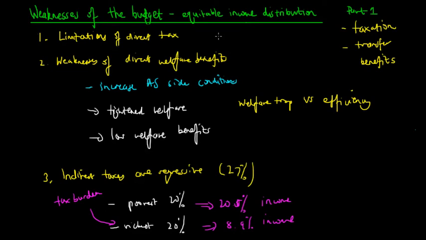So we're going to move on in part 2. We're going to talk about the other 4 limitations of the budget to achieving an equitable distribution of income.